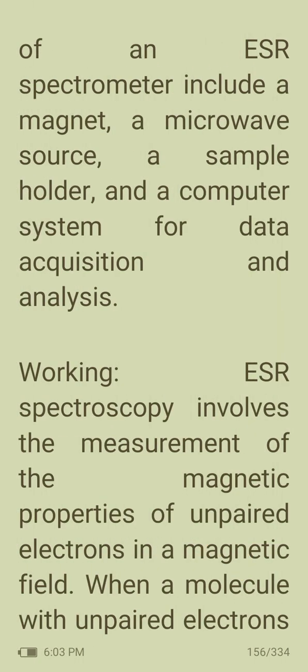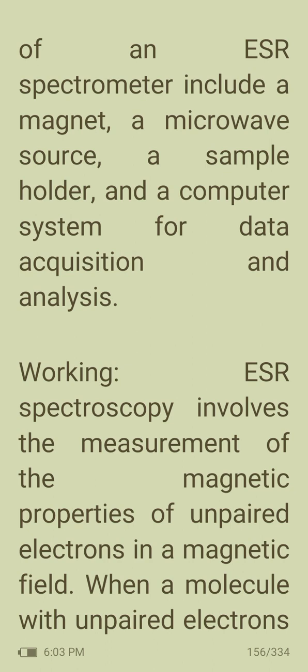The main parts of an ESR spectrometer include a magnet, a microwave source, a sample holder, and a computer system for data acquisition and analysis. ESR spectroscopy involves the measurement of the magnetic properties of unpaired electrons in a magnetic field. So, what is the working principle?